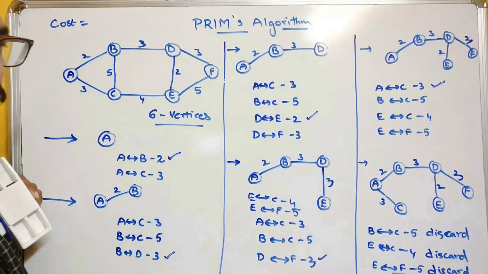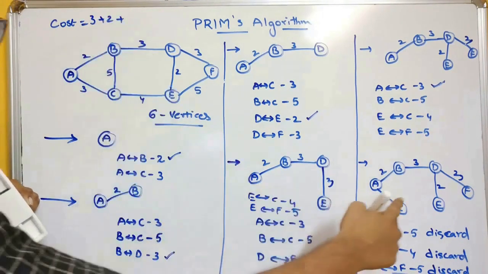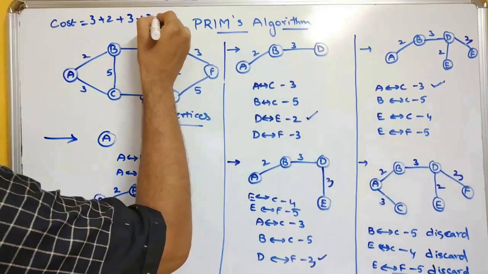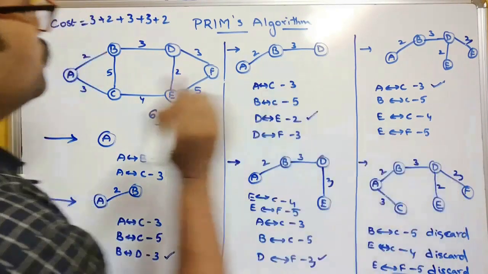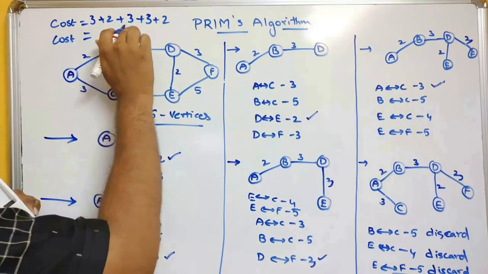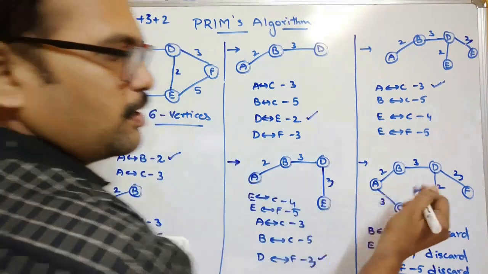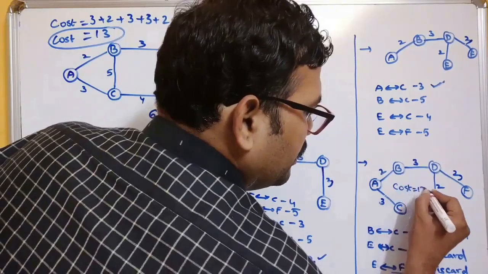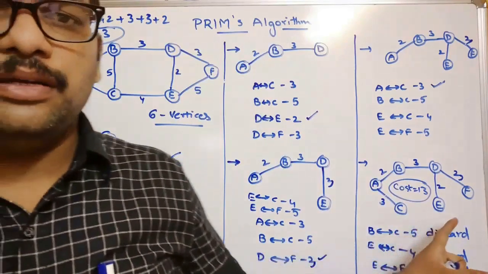Cost is equal to, so what is the cost? 3 plus 2 plus 3 plus 3 plus 2. So what is the total cost here? You can observe, 5, 8, 10, 13. So 13 is the minimum cost for this particular tree. The cost is 13 to construct this particular spanning tree.